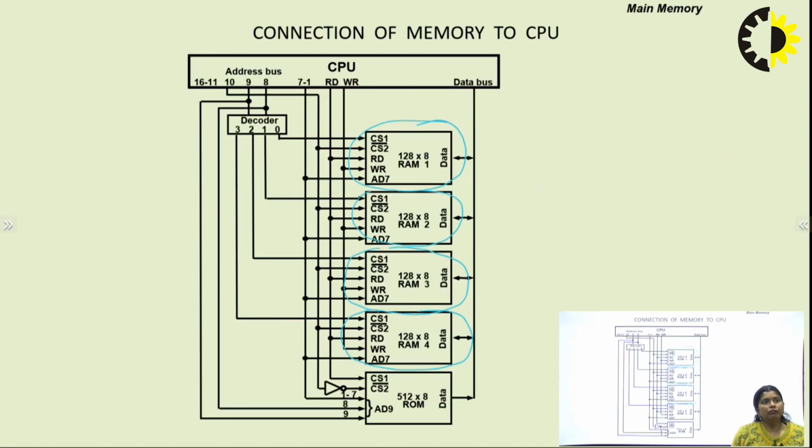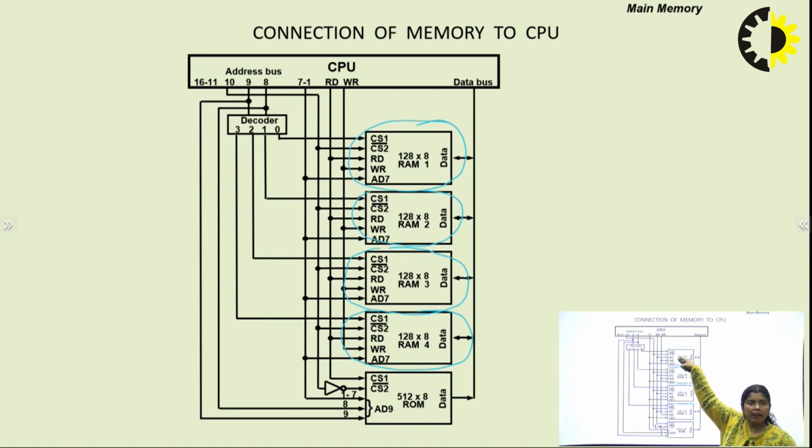So in this particular example, we can calculate that there are 4 RAM chips, and the single RAM chip capacity is 128 cross 8. Next, there is one ROM chip, and the single ROM capacity is 512 cross 8. We can design all the configurations of a RAM chip, that is, there are CS1, CS2 bar, read, write and address 7. Why address 7?